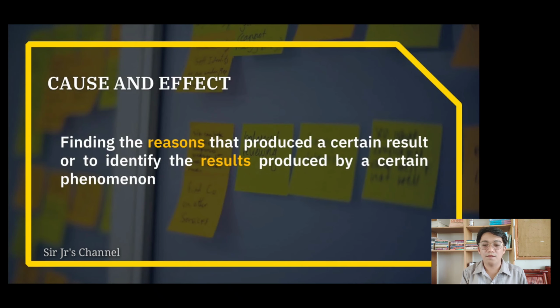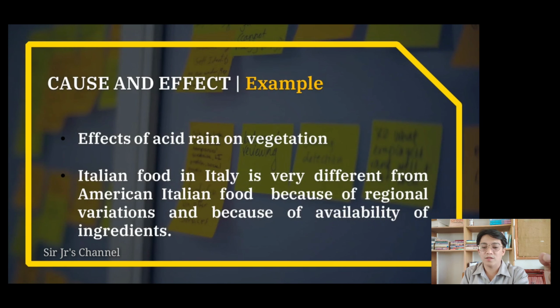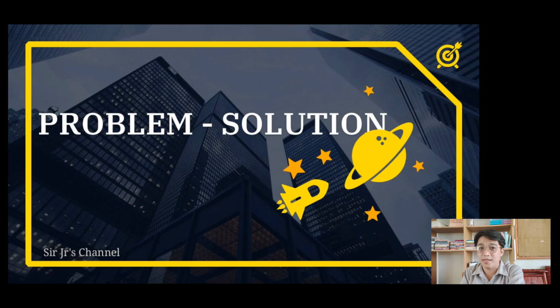So to say, cause and effect is finding the reasons that produce a certain result or to identify the results produced by a certain phenomenon. There are some sample topics for which you can use cause and effect as a pattern of development. The effects of acid rain on vegetation. Here's another. Italian food in Italy is very different from American Italian food because of regional variations and because of availability of ingredients. Now let's proceed to problem and solution.